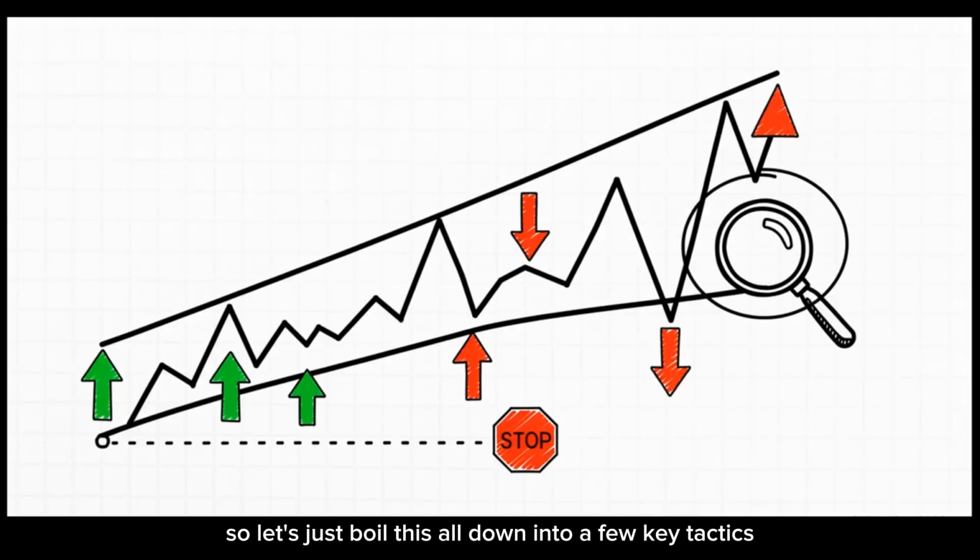So let's just boil this all down into a few key tactics. You can try to trade the swings inside the megaphone, buying near the bottom and selling near the top. But because this pattern is so volatile, a stop-loss order isn't just a good idea, it's absolutely essential. And, like we just talked about, keep your eyes peeled for those partial declines. They can be a great early warning system for a potential upward move.